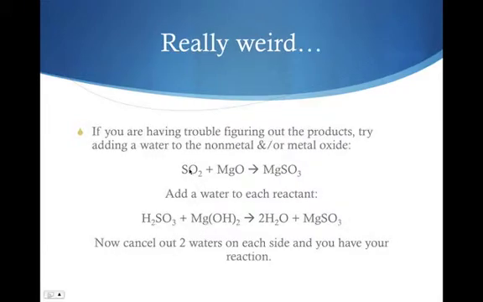Now, what if you have a non-metal oxide and a metal oxide? Well, do the same thing. Plop a water on each one. You're going to get a water out of the other side so you can cancel the waters out that you added on, and you're able to predict your product. If you don't have hydrogen over here, you can't make water over here. So really all that's going to happen is these two guys come together to just make the salt.